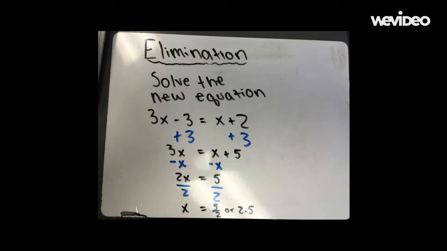From here we're just going to solve for x just like any other equation. So the first thing we're going to do is add 3 to both sides to try to get that x by itself. Then we're going to subtract x to get 2x. Then since we have 2x equals 5, we just want 1x. We're going to divide by 2 to get x by itself.